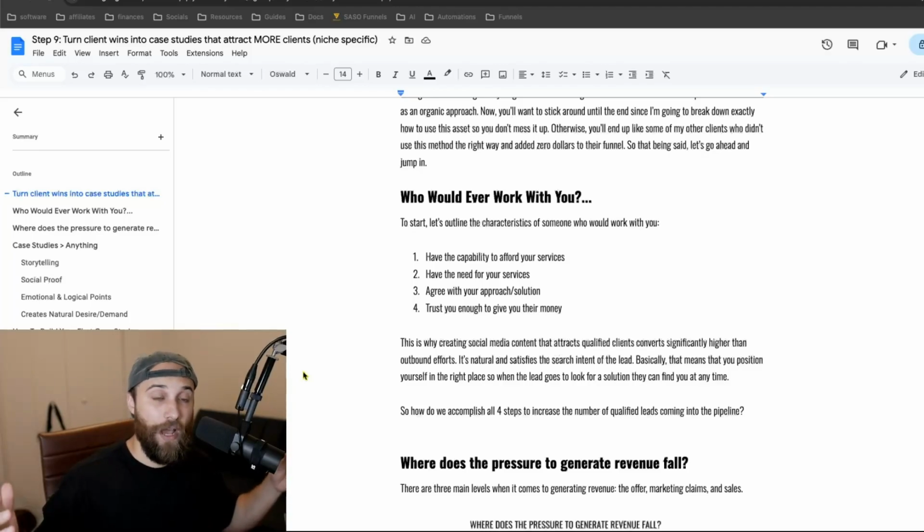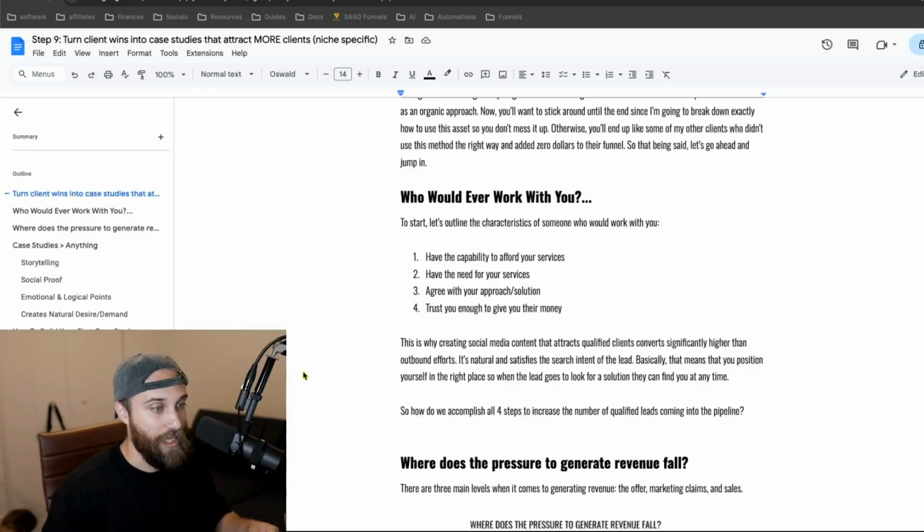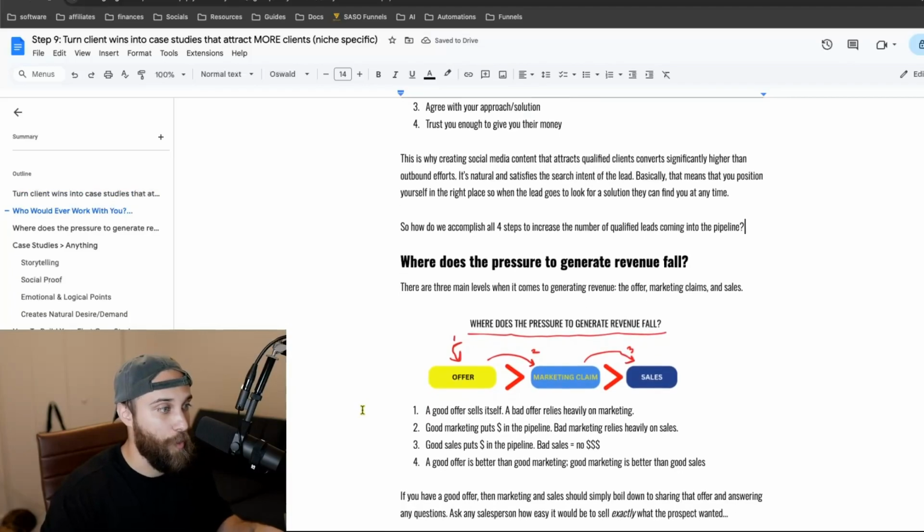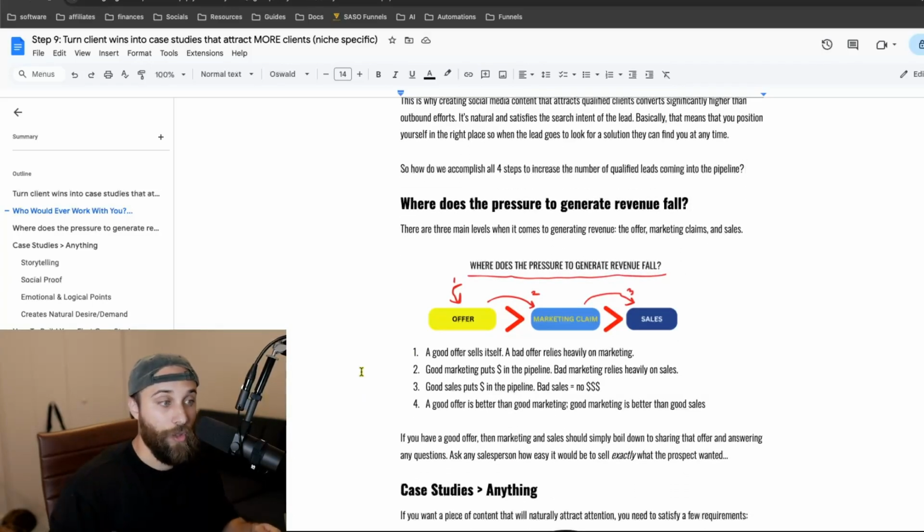So how do we now accomplish these 4 things in a single marketing asset? Well, that's what the case study is going to cover. Now, before we do that, let's look at where the pressure to generate revenue essentially falls, right? There are 3 main levels when it comes to generating revenue. You have your offer, you have your marketing claims, and you have sales.